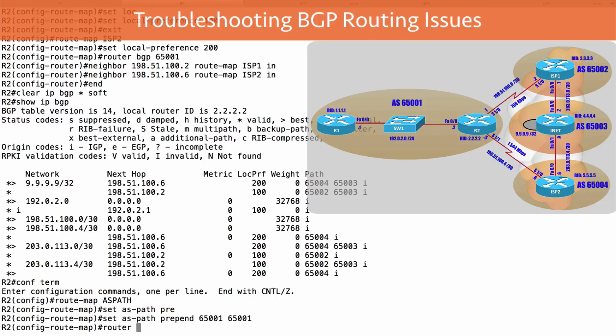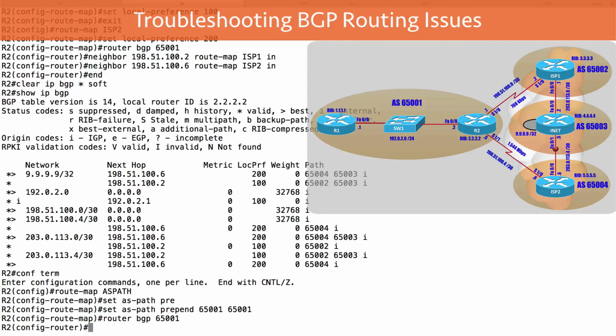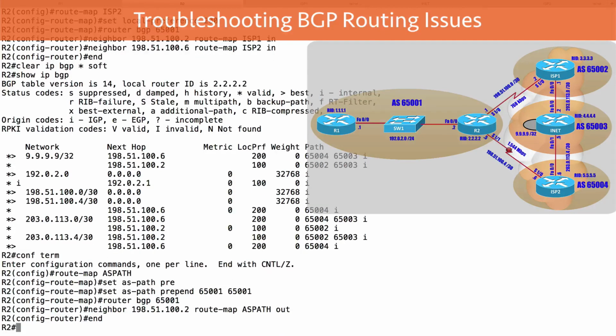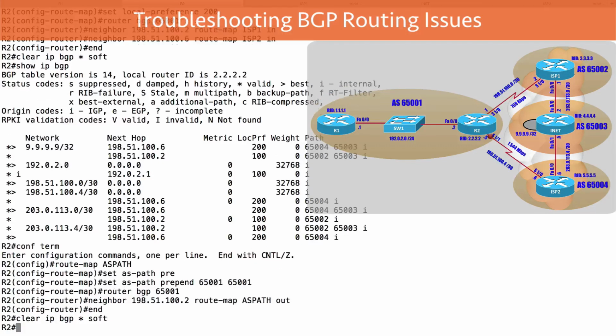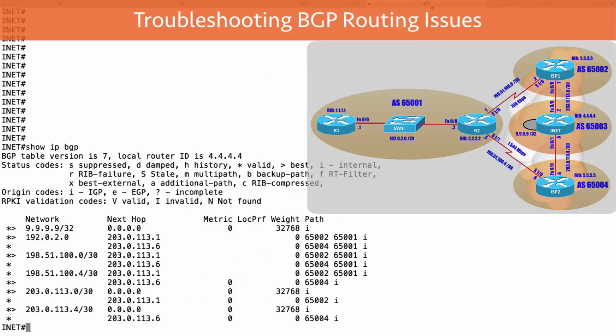Let's go back into router configuration mode for BGP Autonomous System 65,001, and we'll give another neighbor statement pointing to ISP1, neighbor 198.51.100.2, and we're going to apply the route map of AS path, and this time it's going to be in the outbound direction. When I'm sending route advertisements to ISP1, I'm going to be prepending 2 additional instances of my own autonomous system to the AS path. Let's do a soft reset of BGP again. I'll do a clear ip bgp * soft. And let's go out to the internet router and see how it looks coming back in to the enterprise network.